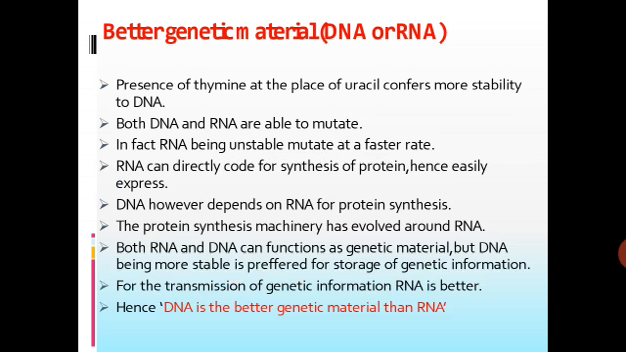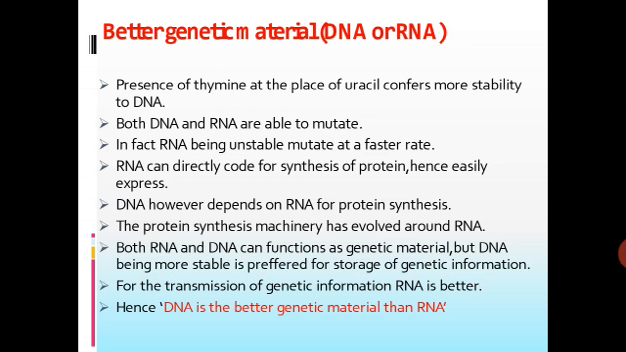Now let us see which is the better genetic material, DNA or RNA. Presence of thymine in the place of uracil confers more stability to DNA. We have seen that both DNA and RNA are able to mutate. In fact, RNA being unstable mutates at a faster rate.